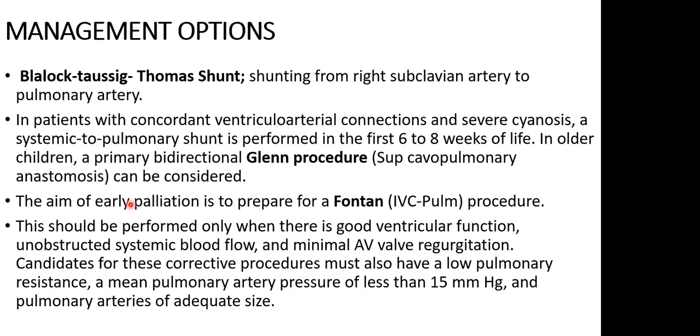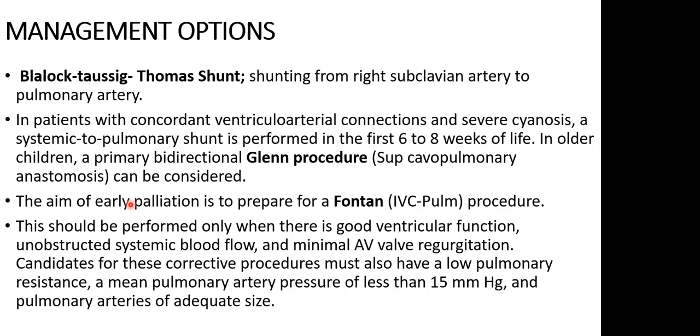The Fontan has to do with anastomosing the inferior vena cava with the pulmonary artery. So that's what we call the Fontan procedure, and that's done from 2 years and above. Some books say it's done at 5 to 15 years of age. So this is basically what we do for this patient.